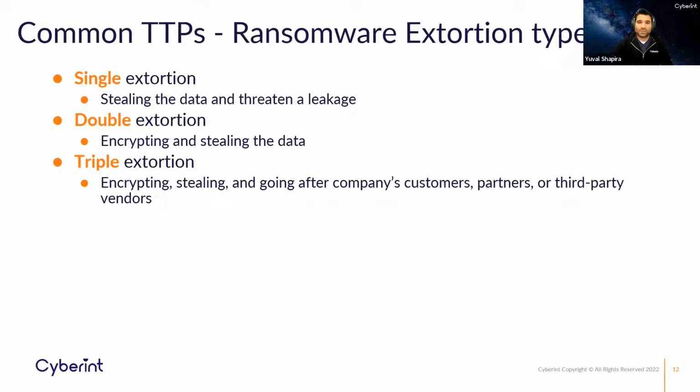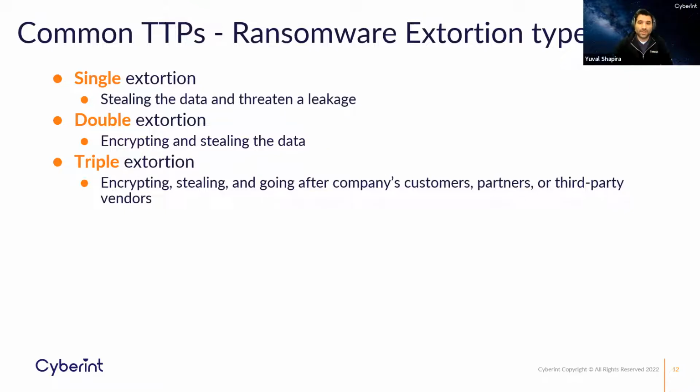Looking at the different types of extortion a threat actor will attempt, we can see single extortion, which is only to steal the valuable data and demand a ransom for it. Double extortion is when you both encrypt the data to try and stop the company's services, as well as steal the data. And triple extortion includes both encrypting and stealing the data with an added twist: it's gunning for the company's customers, partners, and other third parties, and extorting these as well.